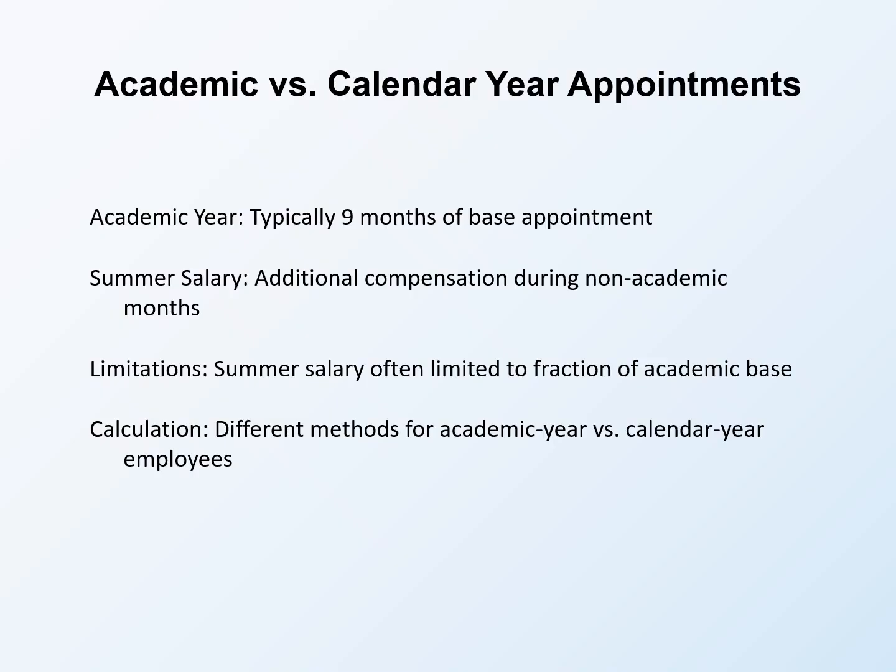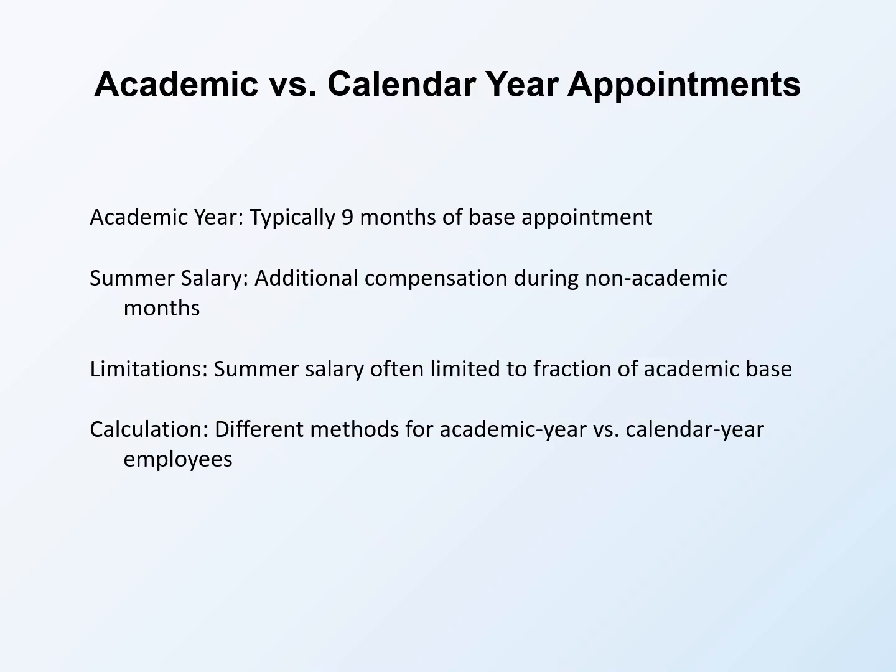Limitations often apply to summer salary. Many funders limit summer salary charges to 2 or 3 months equivalent. Some institutions have policies capping total summer compensation. Know the applicable limits before budgeting summer salary for faculty.